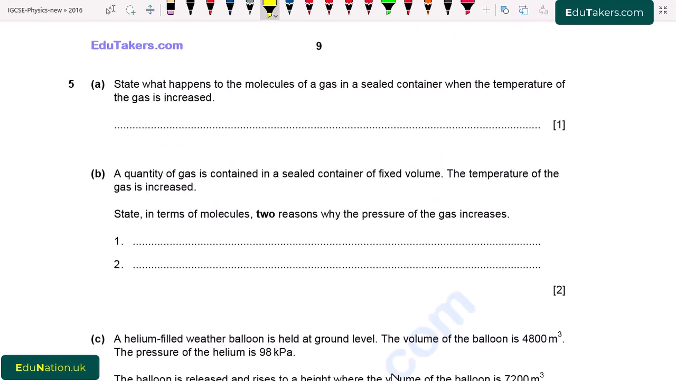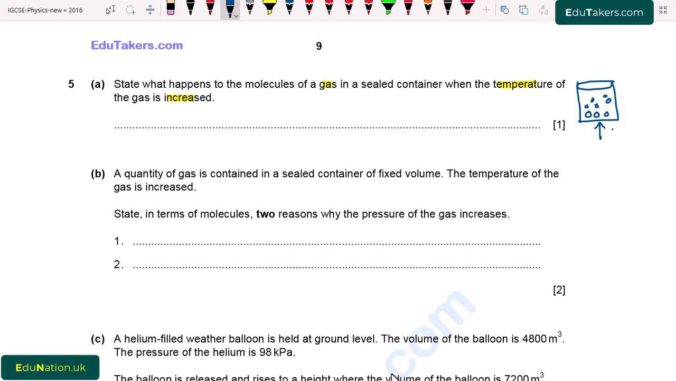Question number 5, part A. State what happens to the molecules of a gas in a sealed container when the temperature of the gas is increased. So first of all, I consider a container which is sealed at the top, and inside this there are gas molecules. We have to describe what happens to the molecules of the gas when the temperature is increased.